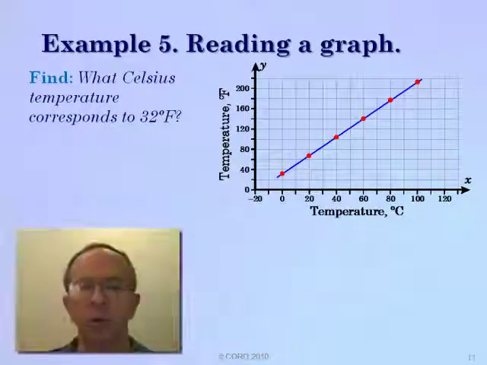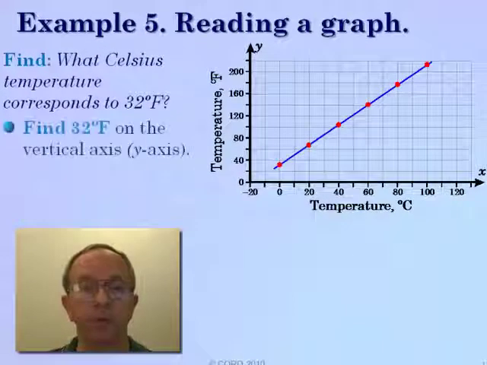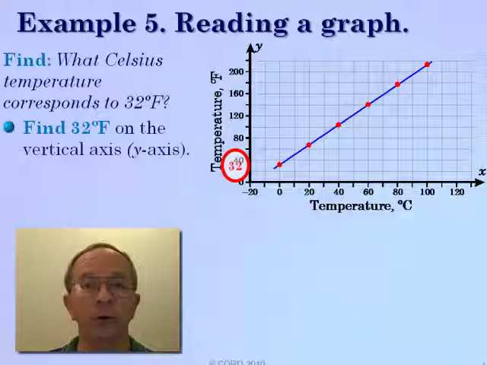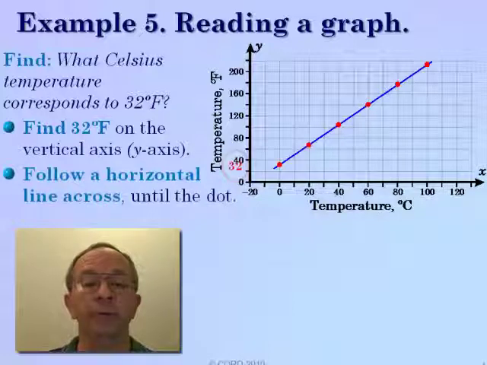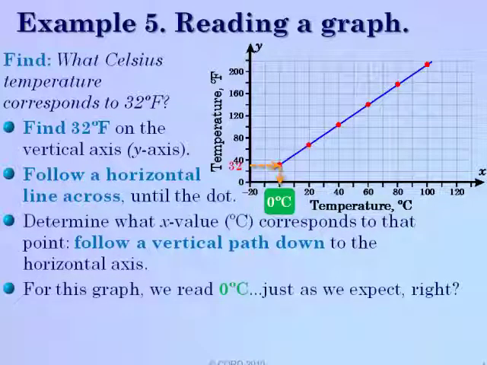How about the other direction? What Celsius temperature corresponds to 32 degrees Fahrenheit? Again, we would find 32 degrees Fahrenheit. This time it's going to be on the Y-axis. And we need to follow the horizontal line over to the dot that's plotted there, the point that's plotted, and determine what is the X value that corresponds to that. Follow a vertical path down until you find, in our case, about 0 degrees C. This is just as we expected, right? 32 degrees Fahrenheit corresponds to 0 degrees Celsius.